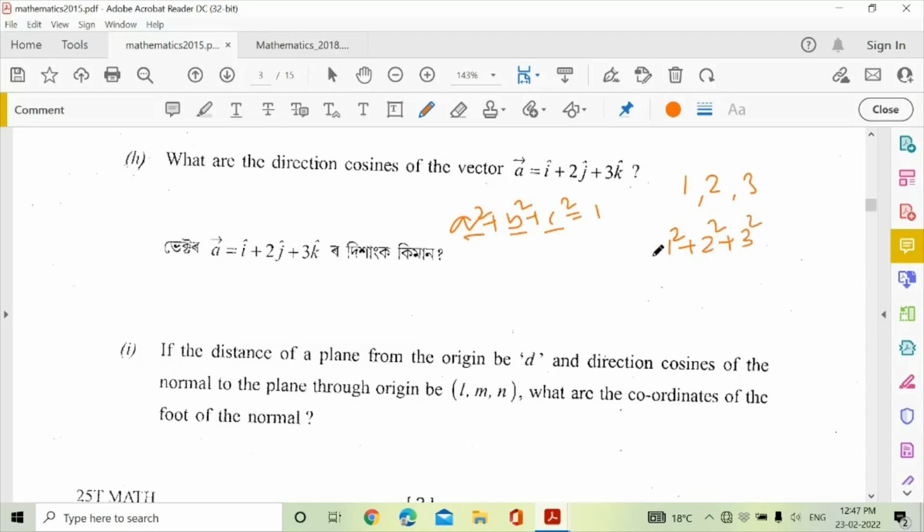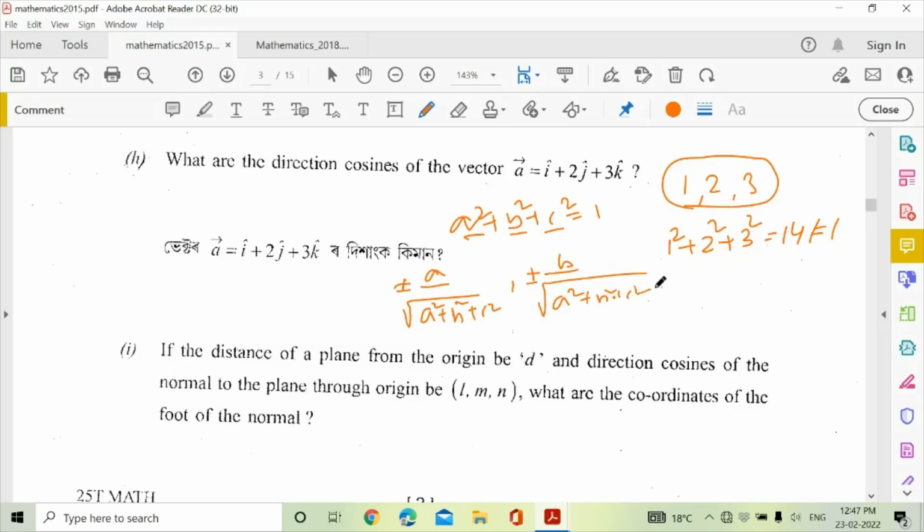1 plus 4 plus 9, that is 14. This one is not equal to 1. That's why they are not direction cosines. They are direction ratios. So how can you convert direction ratios to direction cosines? The procedure is plus minus a by square root of a square plus b square plus c square. Next, plus minus b by square root of a square plus b square plus c square. And next is plus minus c by square root of a square plus b square plus c square.